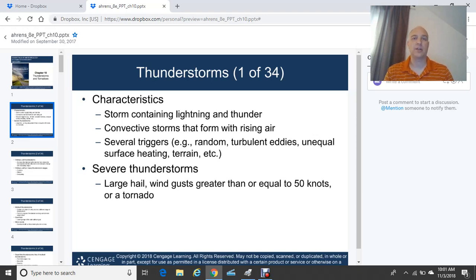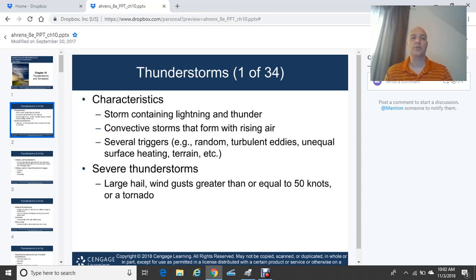There are several triggers. One of the examples is random turbulent eddies. When I talk about eddies, I want you to think about small little pockets of air that are kind of swirling around. Another is unequal surface heating. That's an example of a sea breeze, for example, when you get those pop-up thunderstorms along the Gulf Coast or in the Florida Peninsula in the summertime. That's due to unequal surface heating between the land and the nearby water. The air comes in from the water to replace the rising air over the land, and you get these thunderstorms that develop.